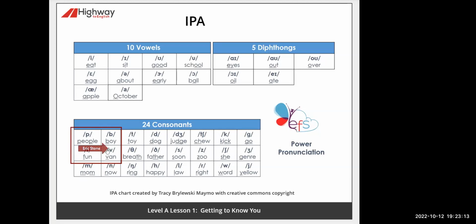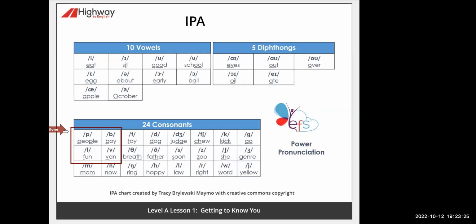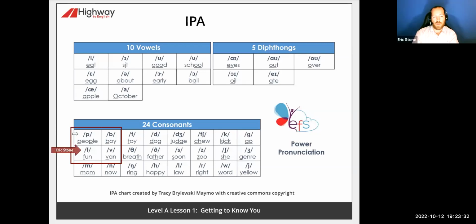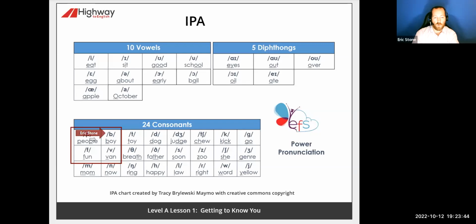And van. If you just listen to those sounds to begin with, two of them are unvoiced. Which two are unvoiced? The one with people and the one with fun. Yeah, exactly. Good. And then which two are voiced from the throat? The boy and van. Yeah, good. Those are voiced sounds.